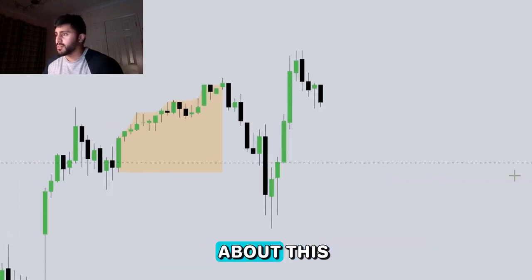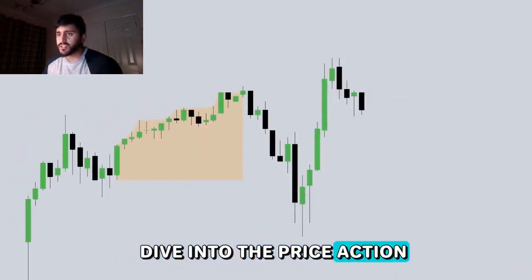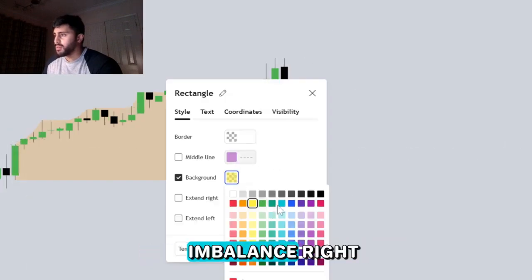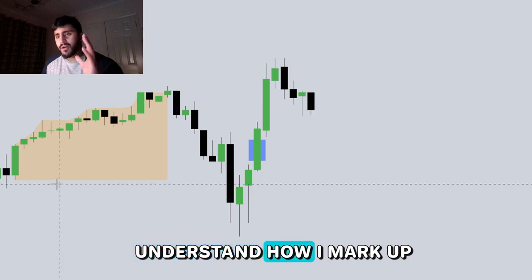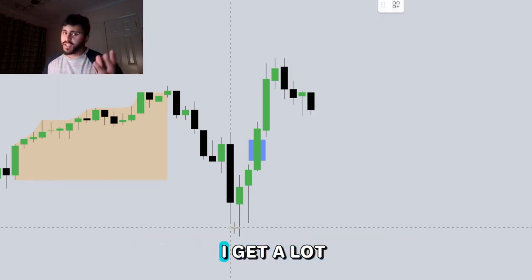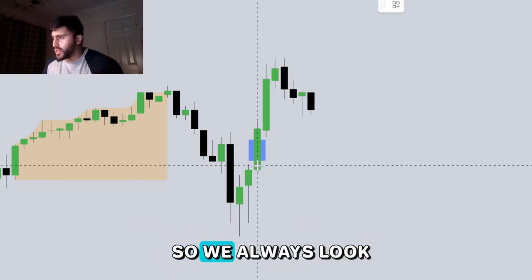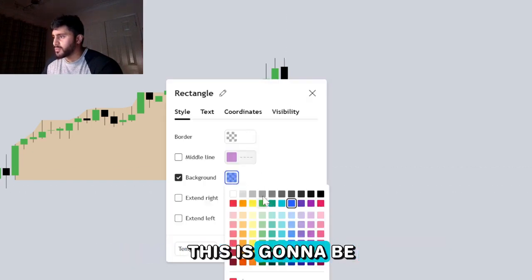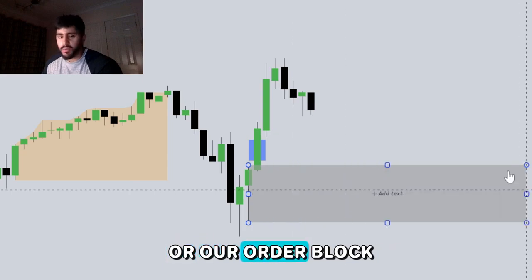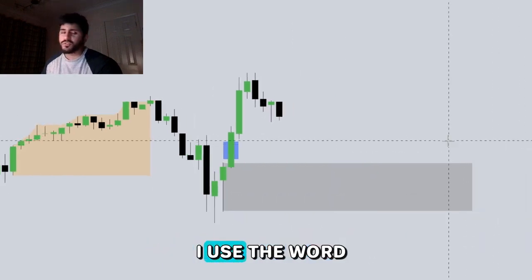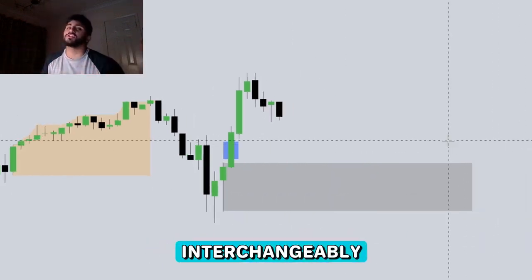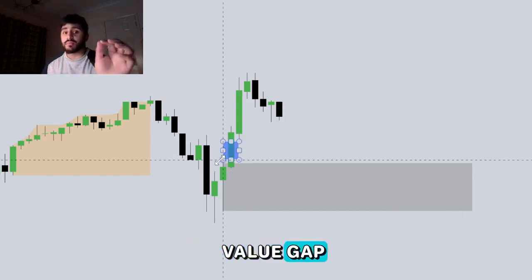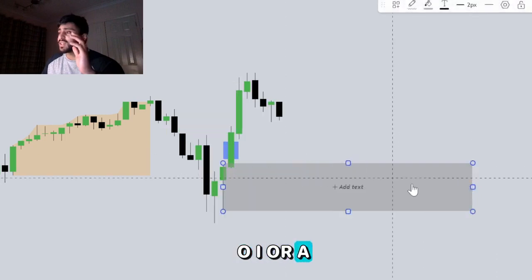Now, what's really interesting about this, when we dive into the price action, is that we had a fair value gap just over here. So this is our imbalance, right? I want traders to understand how I mark up fair value gaps because I get a lot of questions on this. We always look for the one candle that comes before the imbalance. This is going to be our point of interest or our order block or whatever you want to call it. I use the words order block and fair value gap interchangeably, and I think that's what's confused people. This is the imbalance. This is the fair value gap. This is a POI or a key level.